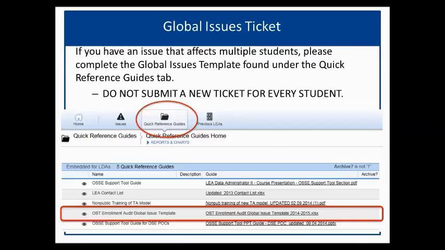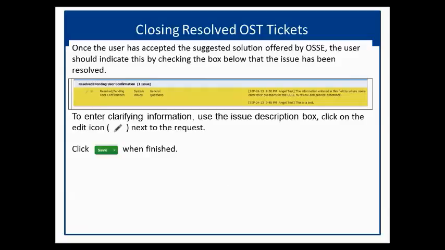Now, if you have a global issue, meaning one issue affects multiple students, the same issue, rather than putting in a ticket for every single student, you can actually fill out a global issue template, and you would do that by looking at the quick reference guides. There's a template in there for submitting a global issue ticket, and that way you can just submit one ticket for all the students and not have to submit multiple tickets.